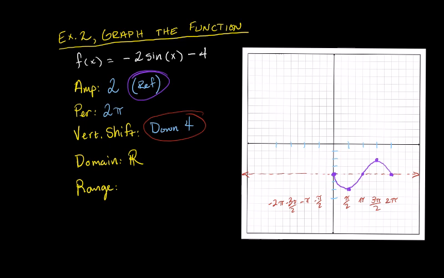Okay, and you can keep the pattern going to graph your second period. And that way we can also see our range if we want to do that. The lowest it goes seems to be -6, so we'll go bracket -6, and the highest it goes is -2. And so that will be our range.